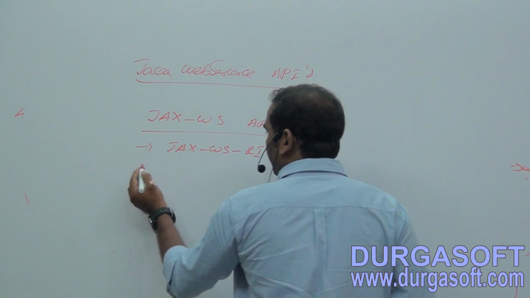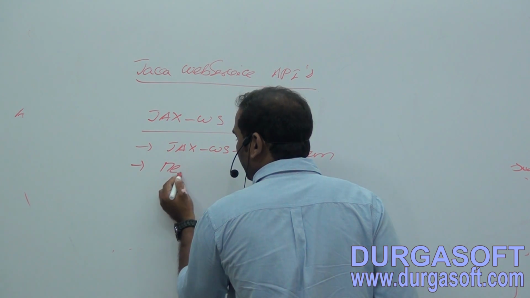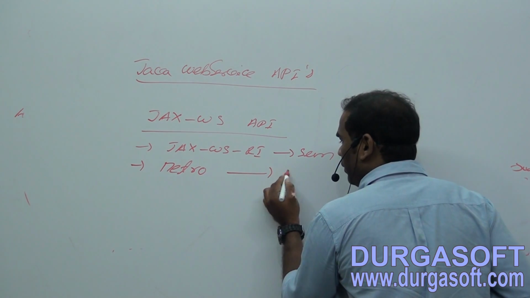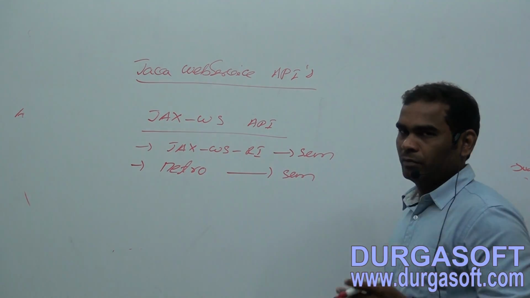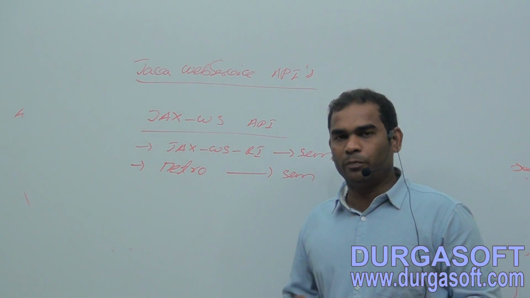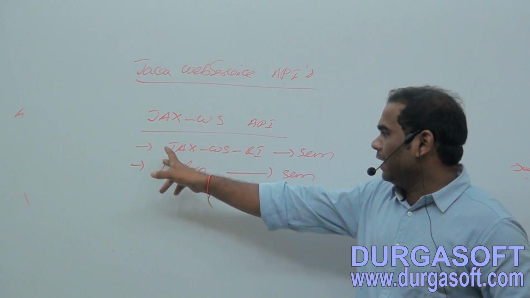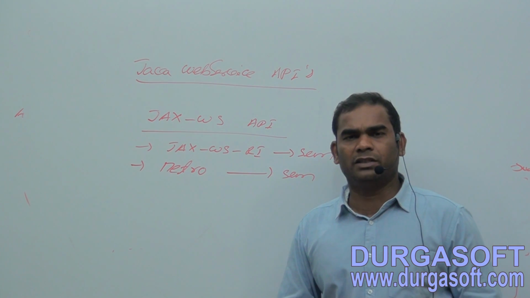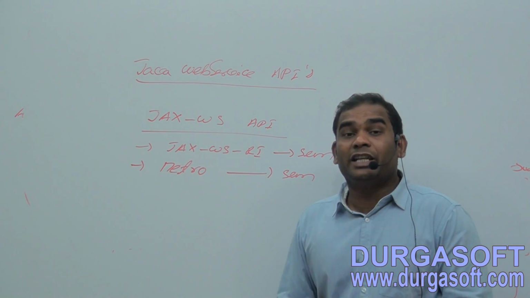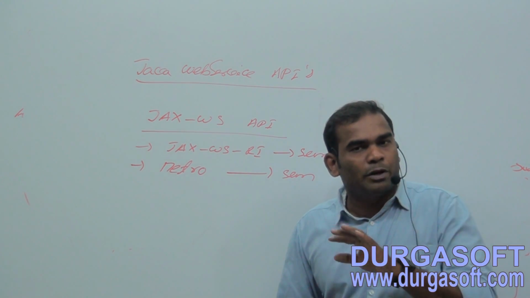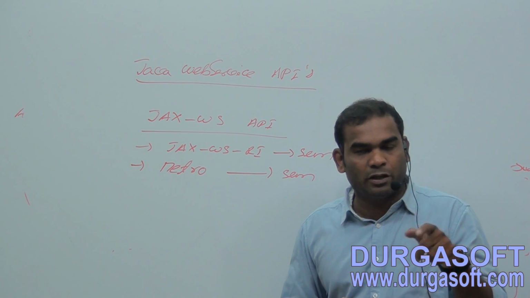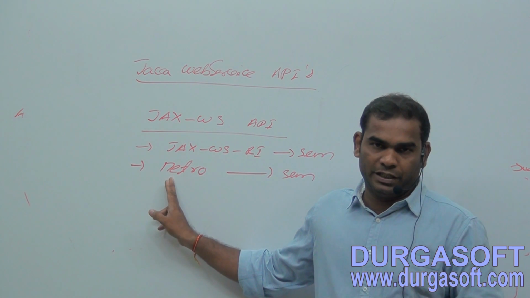And the same way, we have another implementation, Metro. Metro is also given by Sun Microsystems. Now definitely you have one doubt in your mind: sir, why has Sun given two implementations? The first one is the reference implementation, which is not a full implementation from Sun Microsystems. The full implementation from Sun Microsystems is the Metro implementation.